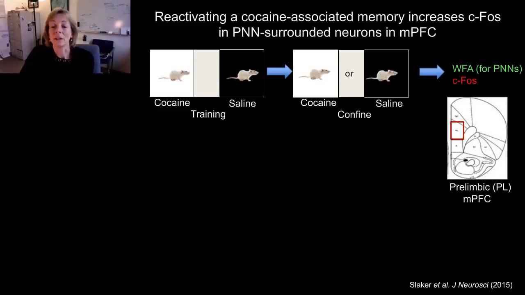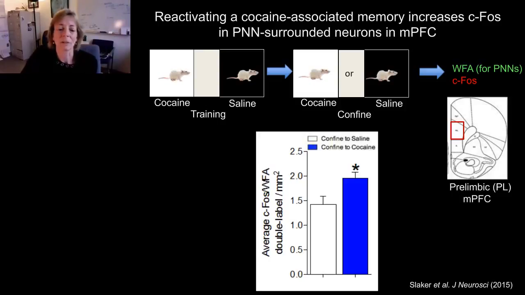And then a few hours later, she measured what happened in the perineuronal nets, and she looked at the intensity of these nets, and she also then looked at the number of neurons that are surrounded by nets expressing CFOS, which is a marker for activation of neurons. And this was all in the prelimbic cortex.